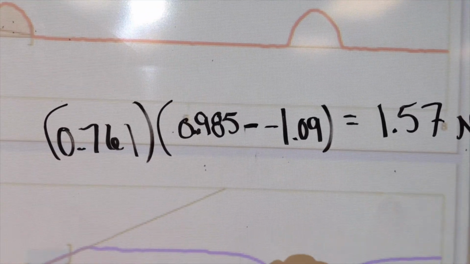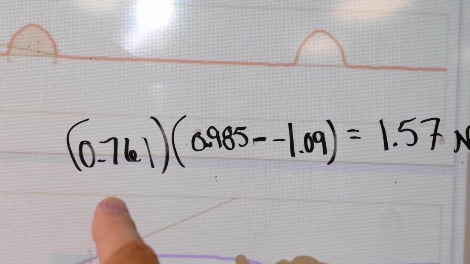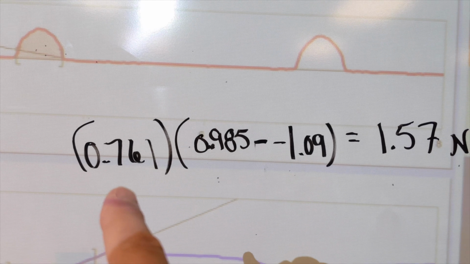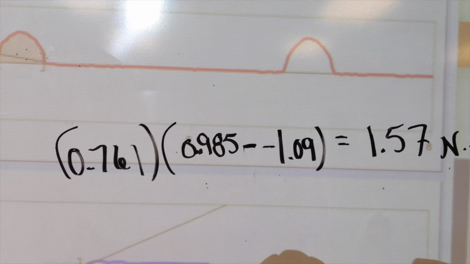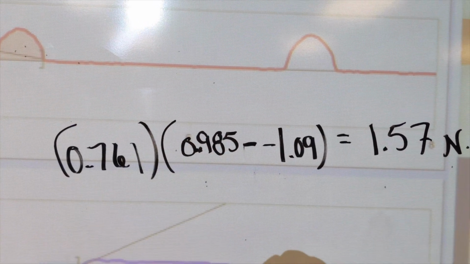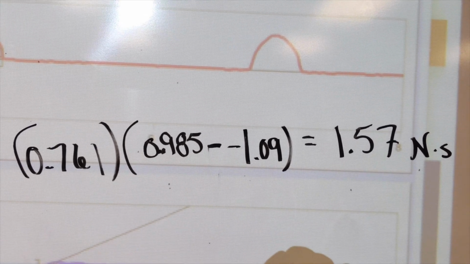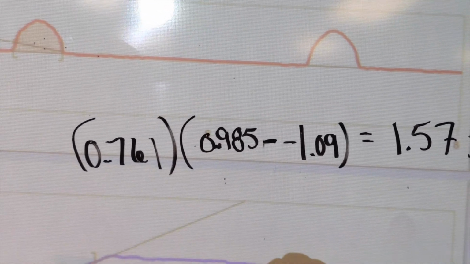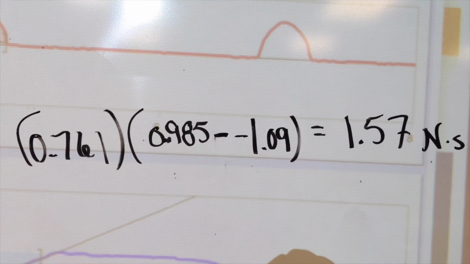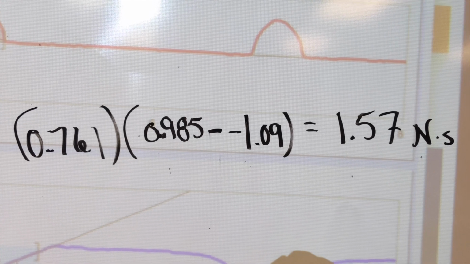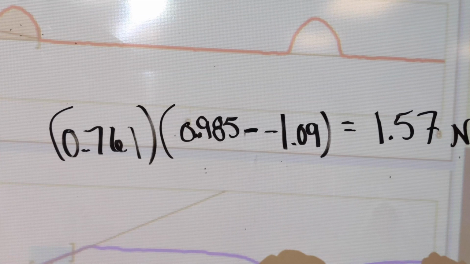Now this side of the equation is the delta P. I've got my mass right there, 0.761, so it's 761 grams. This right here was the final velocity. Remember, as it shot back that way, that was a positive velocity. So V final minus V initial. Well, the V initial was a negative 1.09. So if I do this math, 0.761 times 0.985 plus, because a minus of a minus, 0.985 plus 1.09, guess what I get?